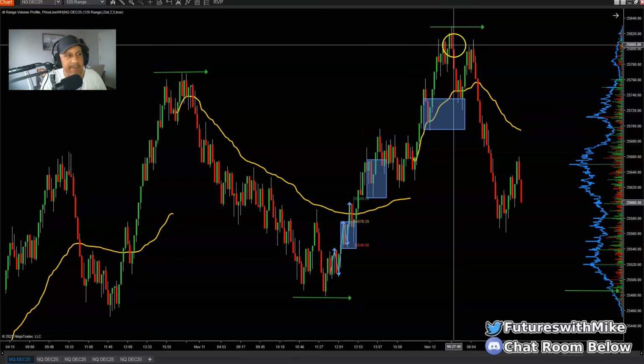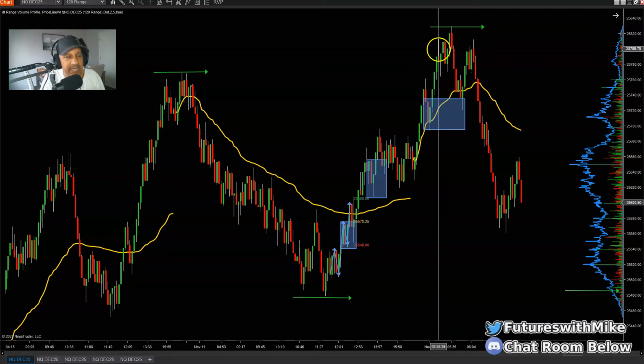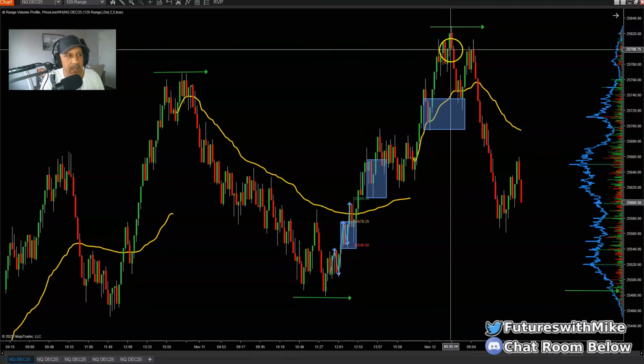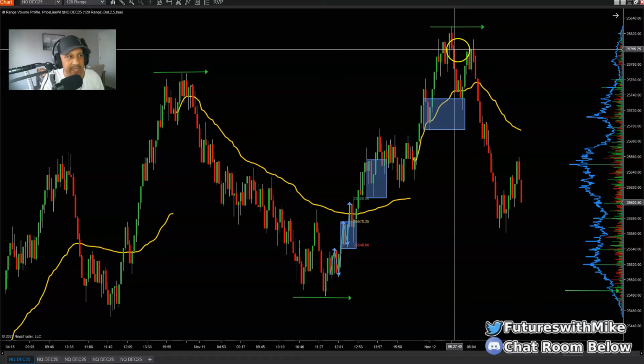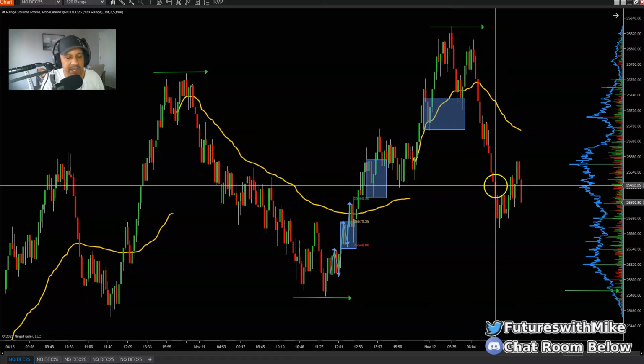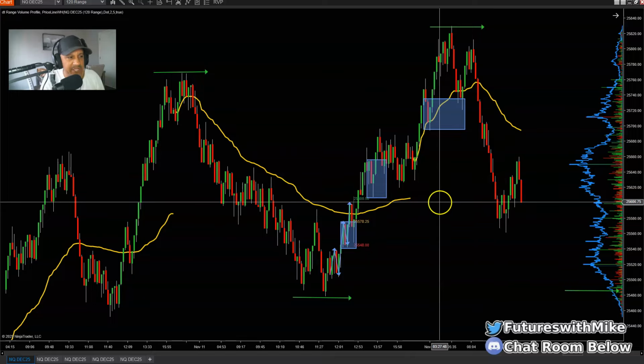Go long, aim back up here for the highs, but be careful because this is a supply area right here. You see this aggressive selling right here. So the market came up, filled the gaps in this candle and this candle, right back up here, and then it decided to go lower. That's what I'm looking for each and every single day.